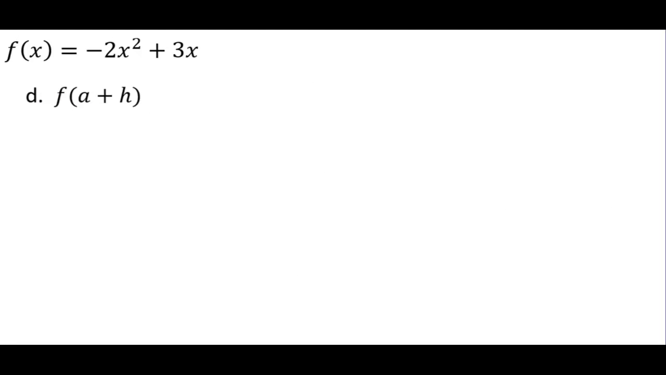And this time, our input is a little more involved. We've got a plus h. And so we're going to say this equals -2 times a plus h squared. So we're still replacing x with whatever we've replaced on the left. We put it in on the right, plus 3 times a plus h. And again, this should look familiar to you. We're just trying to review, trying to bring back some old happy function memories.